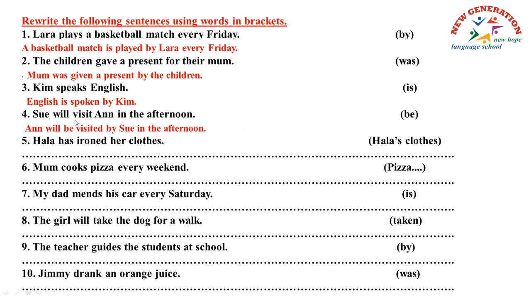The same way for number 5. Hala has ironed her clothes. So I'm gonna start with the clothes. And whose clothes are they? They are Hala's clothes. Hala's clothes have. Don't forget to change the verb according to whether it is singular or plural form. Subject and verb agreement is very important when you build up a sentence in English.